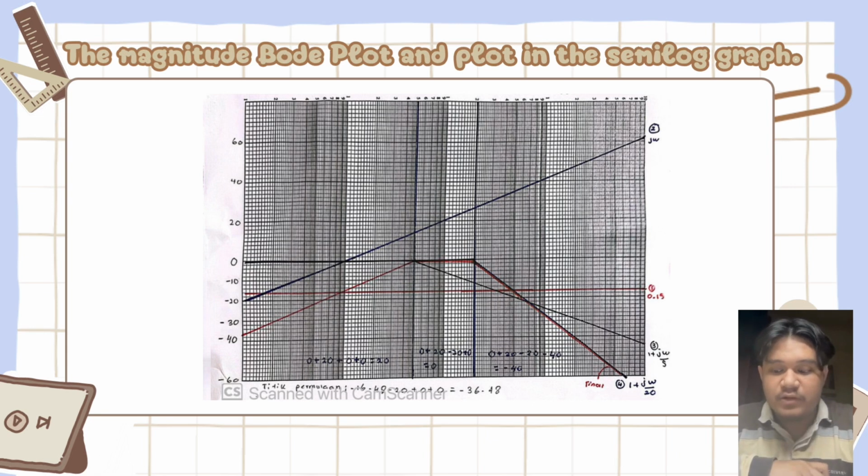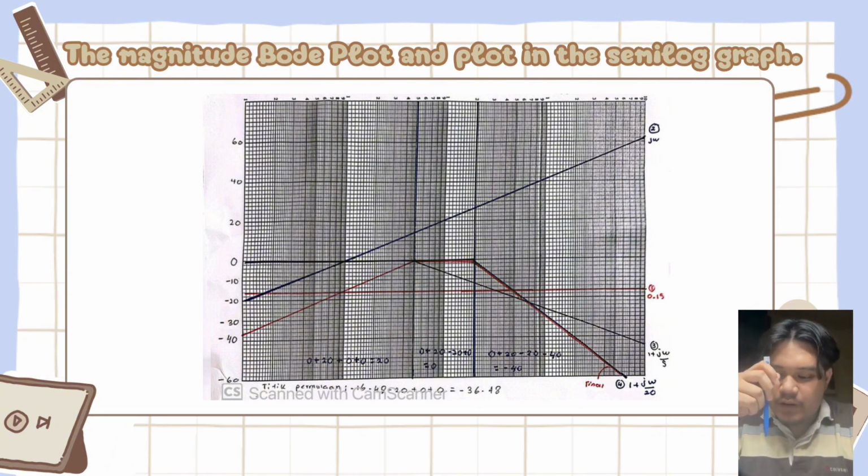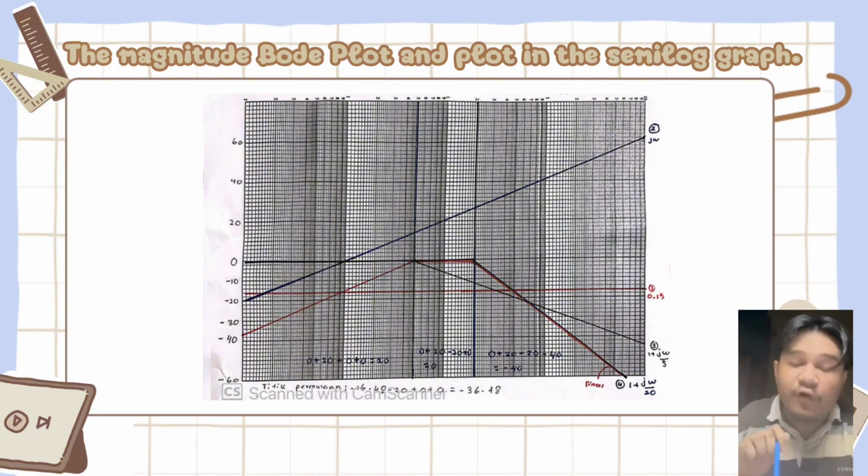First thing first, we plot the number 1, 0.15. For the 0.15, we go in a straight line. For number 2, j omega, we start with negative 20 and go up unlimited, to infinity, because it's j omega. For the number 3, starting with 0 and go to the axis X, plot at 10 and go through axis 40.